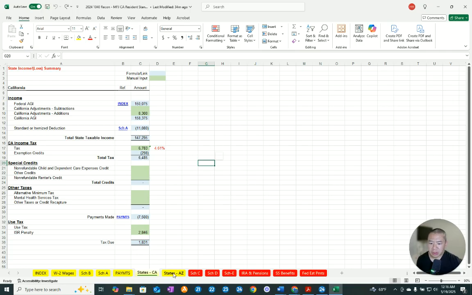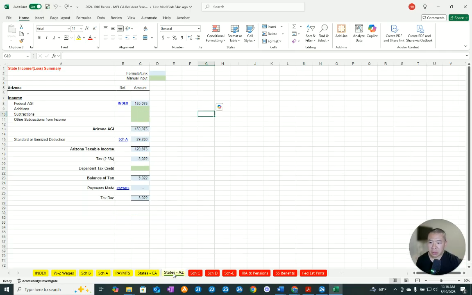And then I also did this for Arizona, starting off with $150,075. Arizona takes a standard deduction that matches federal. Arizona taxes are 2.5% at $3,022. We just assume that in this scenario, they didn't withhold any taxes. This was just an extra state I wanted to put in to show other people, since it's another state that I work with. So they would owe the full amount of $3,022.